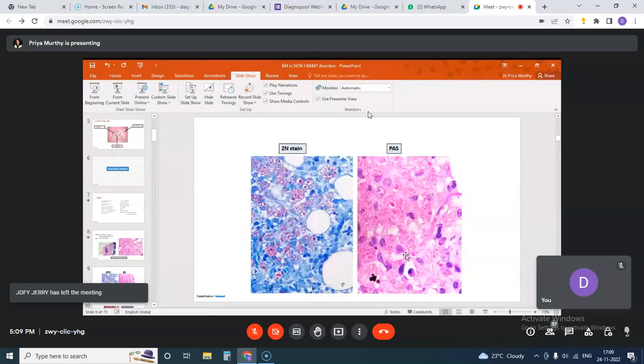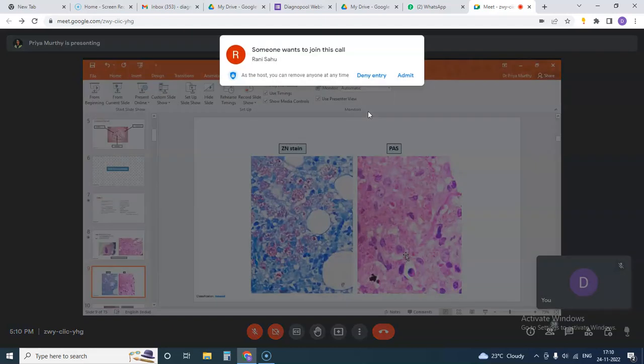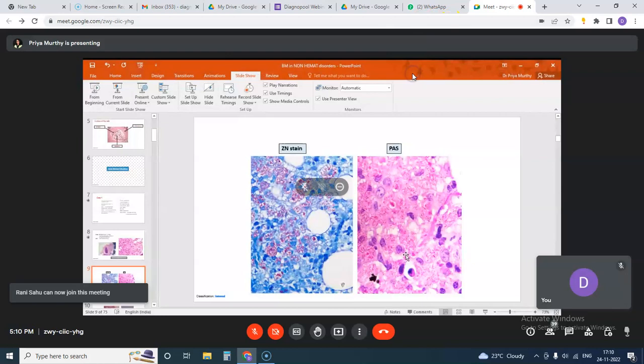So what were the additional stains we did? One was a Ziehl-Neelsen stain, and you can see that the macrophages are loaded with AFB. A PAS stain done also was positive. Now you may ask how come PAS stain is showing positive, but in Mycobacterium avium intracellulare, these organisms stain positive for PAS, whereas in routine AFB, we do not get PAS stain as positive, only the ZN stain comes to be positive.